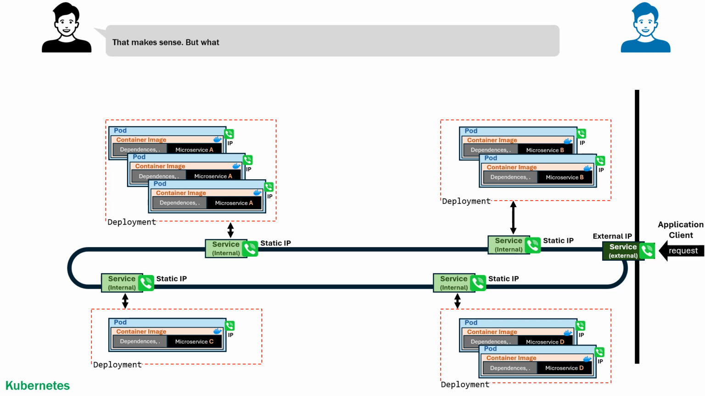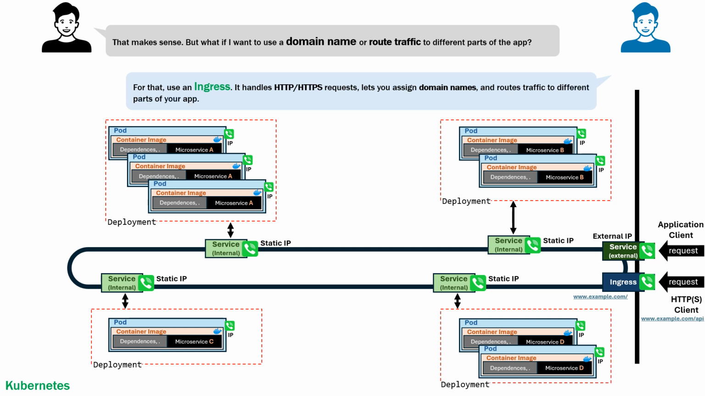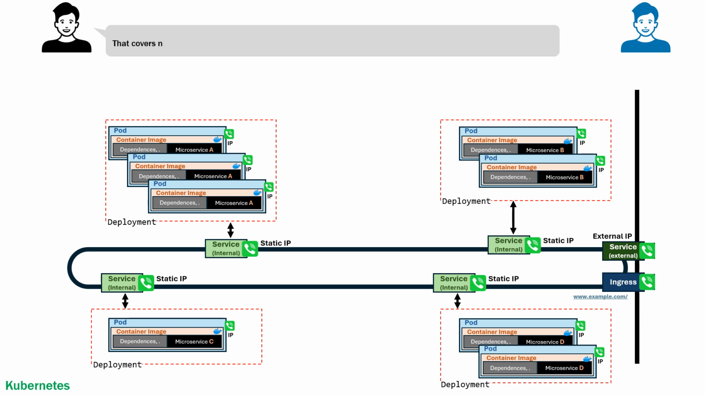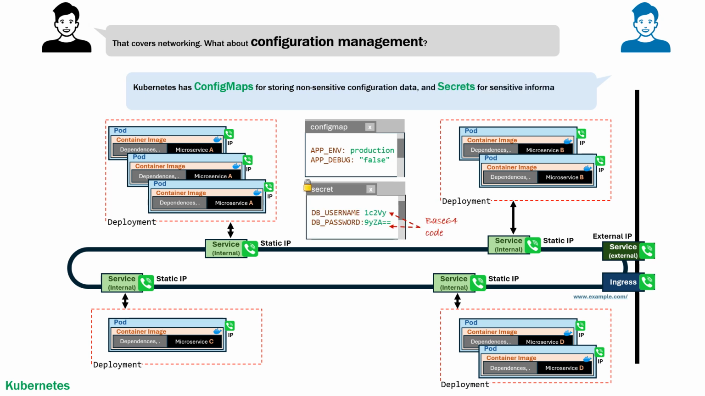That makes sense. But what if I want to use a domain name or route traffic to different parts of the app? For that, use an ingress. It handles HTTP/HTTPS requests, lets you assign domain names, and routes traffic to different parts of your app. That covers networking. What about configuration management? Kubernetes has config maps for storing non-sensitive configuration data, and secrets for sensitive information like passwords and API keys.